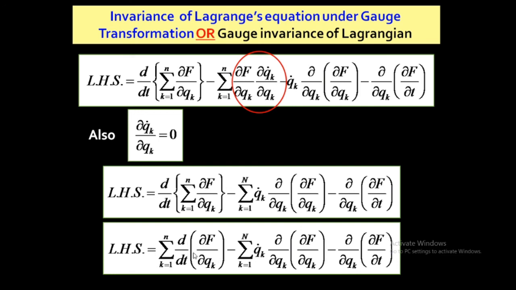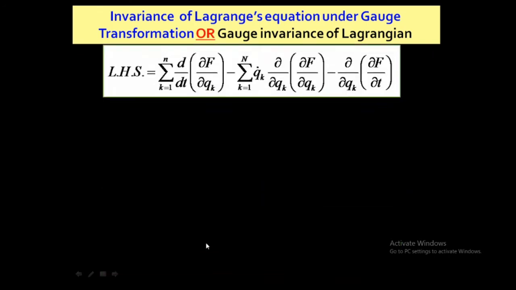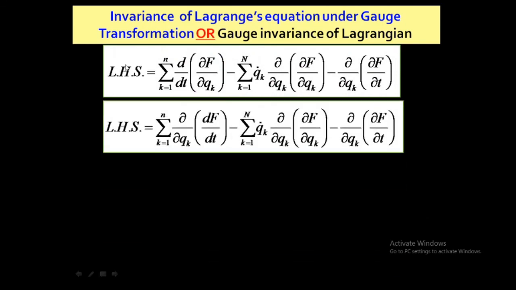Now I will just interchange the derivative. Here is del by del qk, here is d by dt, so I am taking del by del qk outside of the bracket and d by dt inside the bracket. I am just exchanging the derivative. According to the rule of derivative, I can exchange the derivative. After exchanging the derivative, I will get this one.